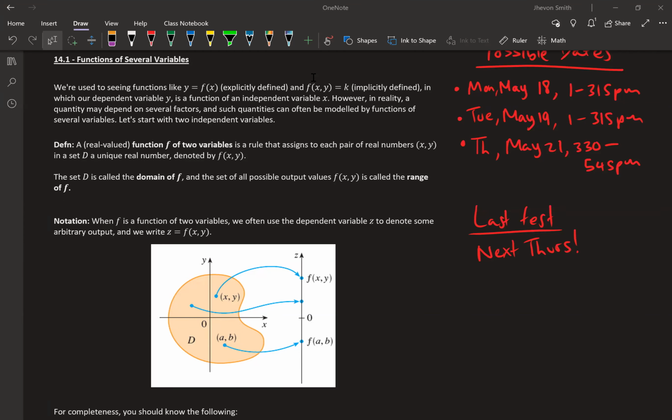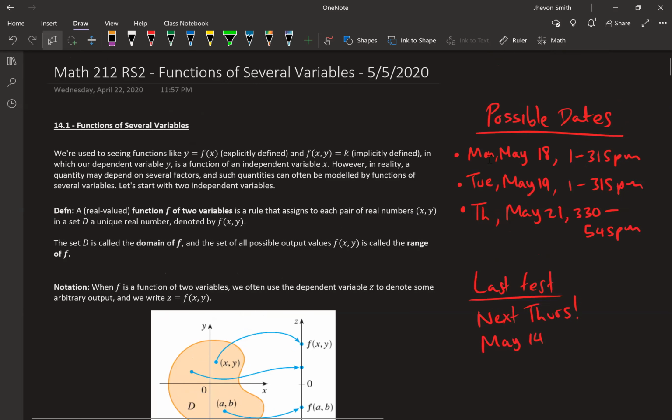Professor, is there a possible date for the final? Yes, possible dates. It's going to be one of these 3 time slots. But I think on Tuesday, May 19th, I have another final, at the exact same time. So you have a conflict already? Yeah, I have a final. All right, so I'll make sure that they know about that then.